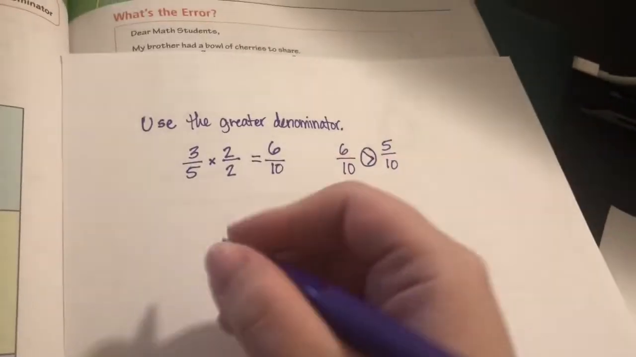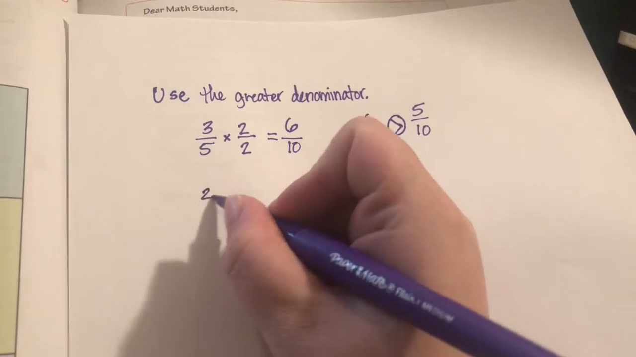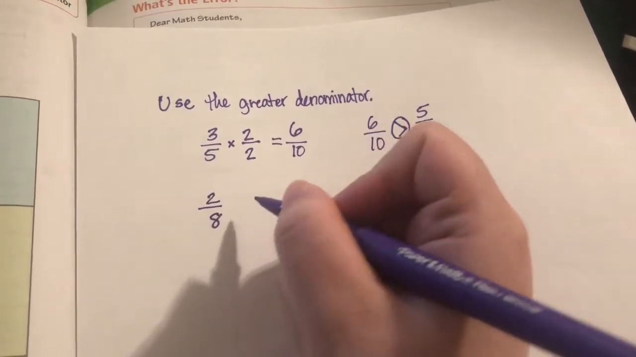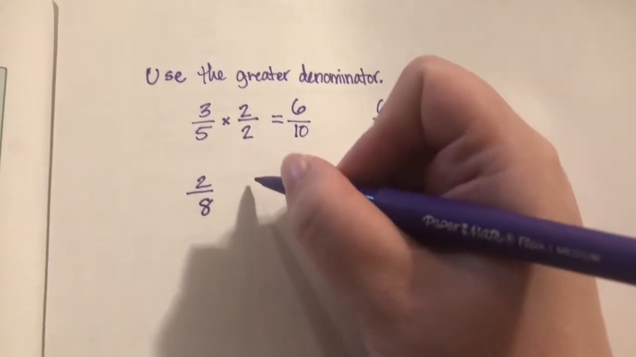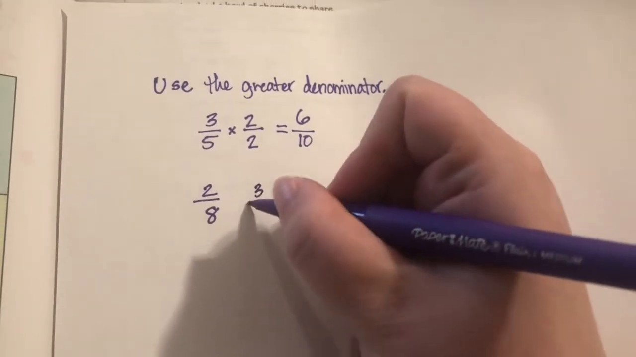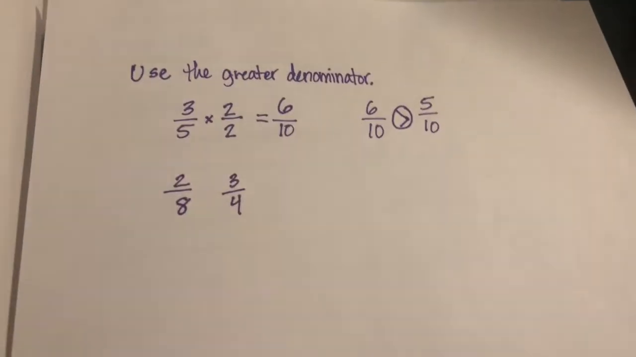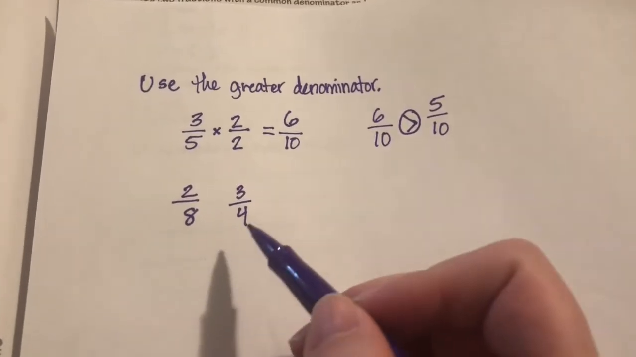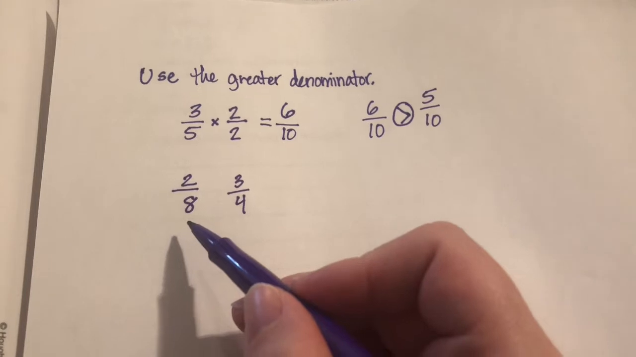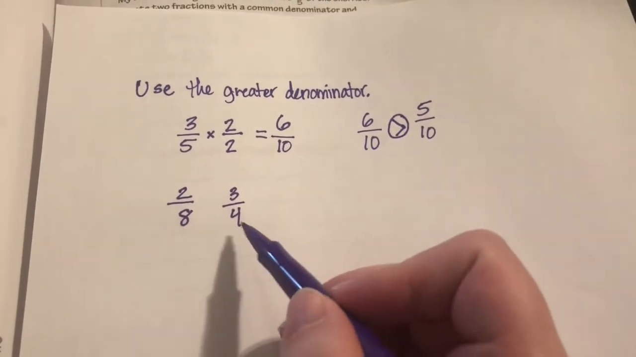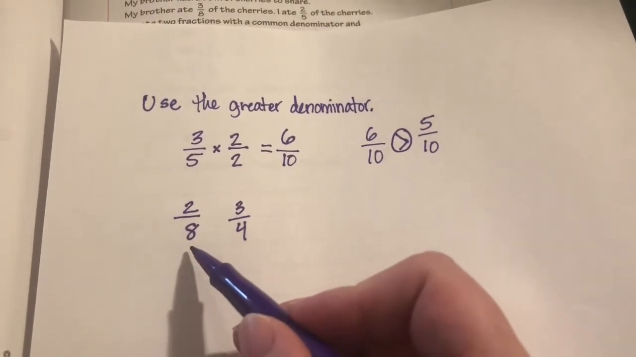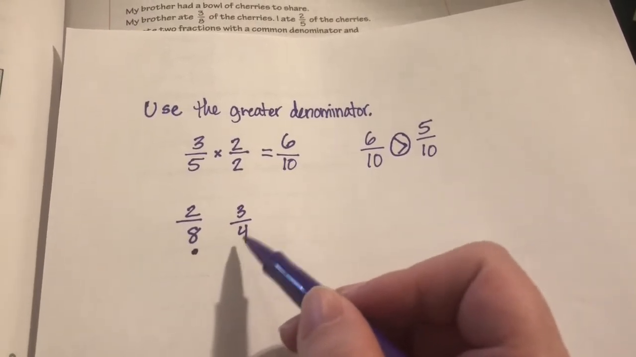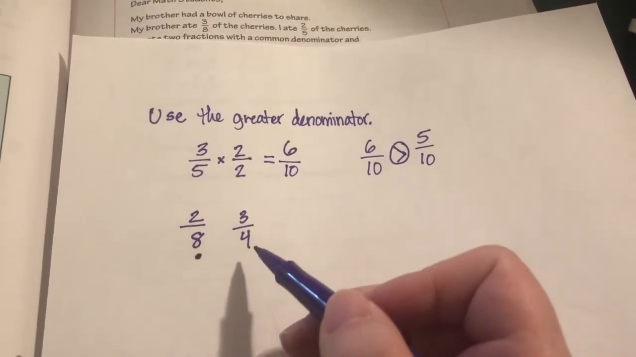So let's say we have 2/8 versus 3/4, okay? So 4 and 8, they both work together, right? 4 is a factor of 8, and 8 is a multiple of 4. So we're going to use the greater denominator right here. And this fraction, I'm going to change it so that it can have that greater denominator.